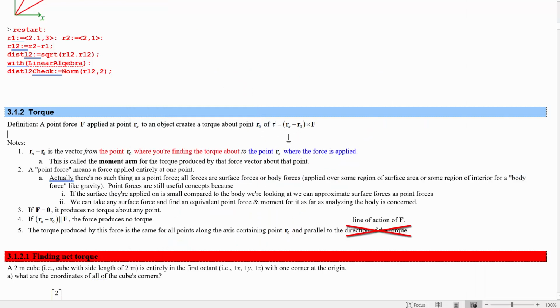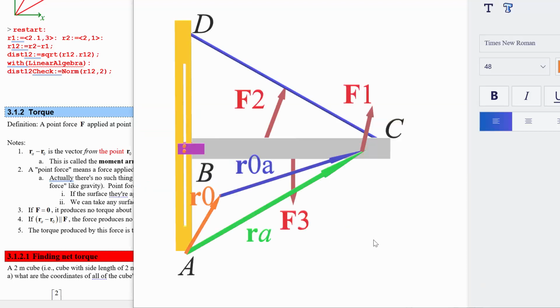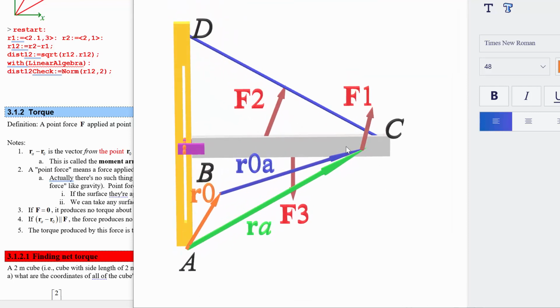So by the properties of the cross product, the torque vector is going to have a magnitude equal to the magnitude of the moment arm times the magnitude of the force, times the sine of the angle between them. If we look at the vector here, the angle looks like it's about 120 degrees, a little bit more than 90 degrees. So the sine of that is going to be still pretty large.